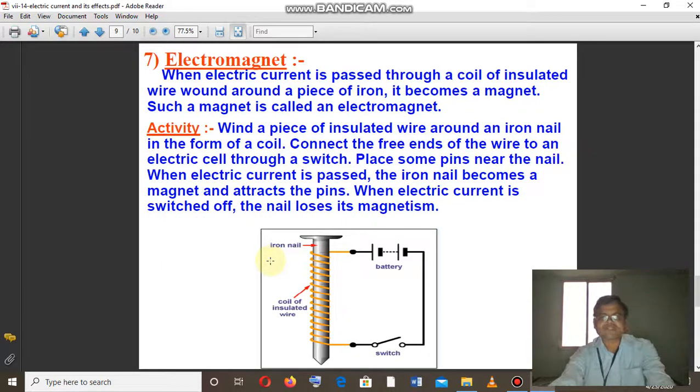Next is electromagnet. When electric current is passed through a coil of insulated wire wound around a piece of iron, it becomes a magnet. Such a magnet is called an electromagnet. For this, let us observe a video.